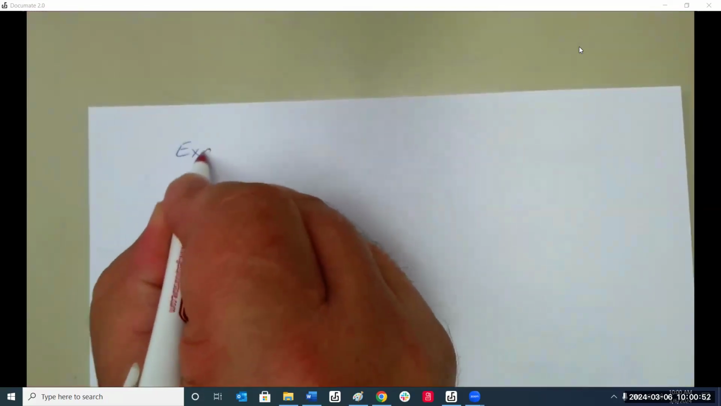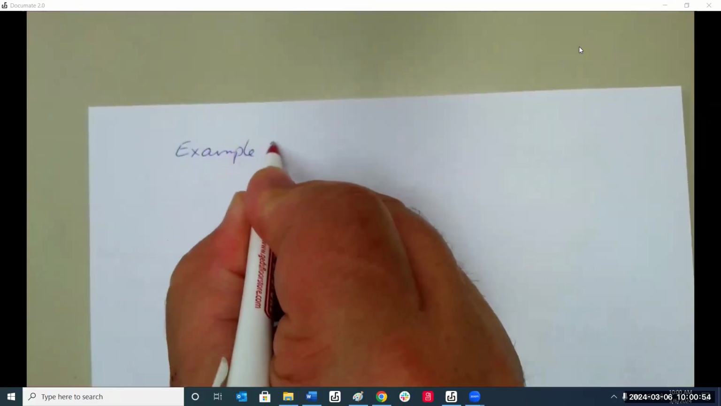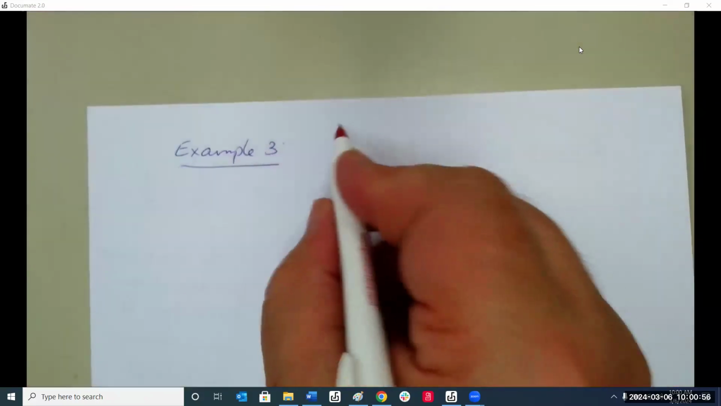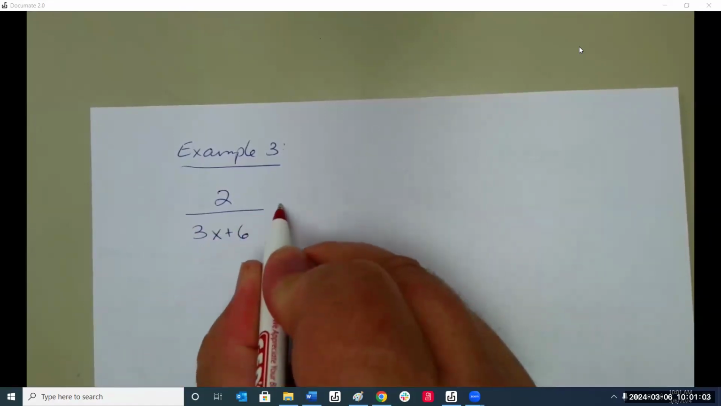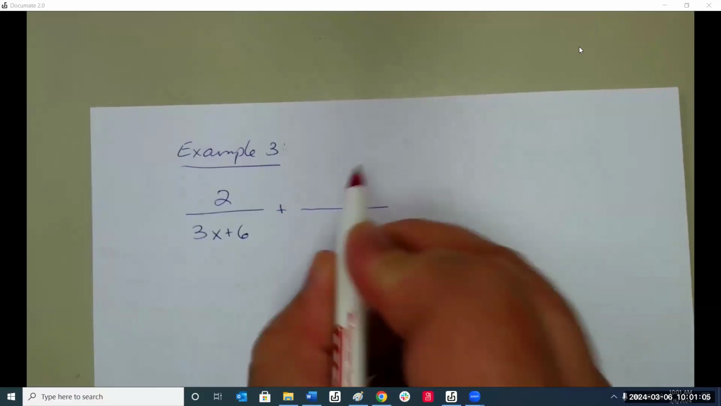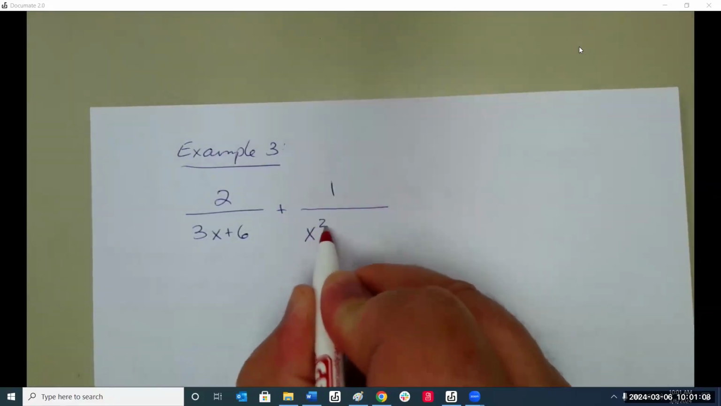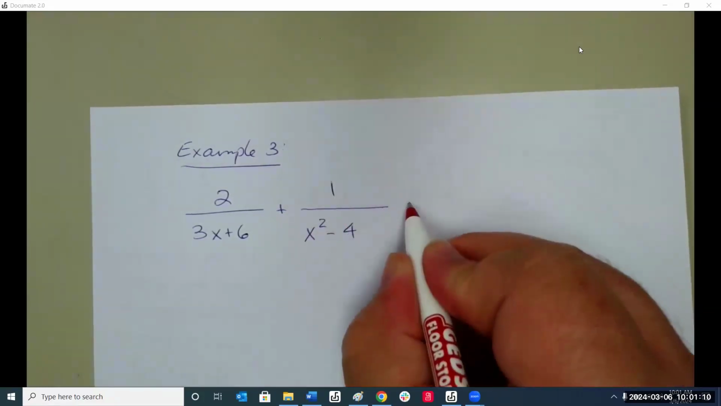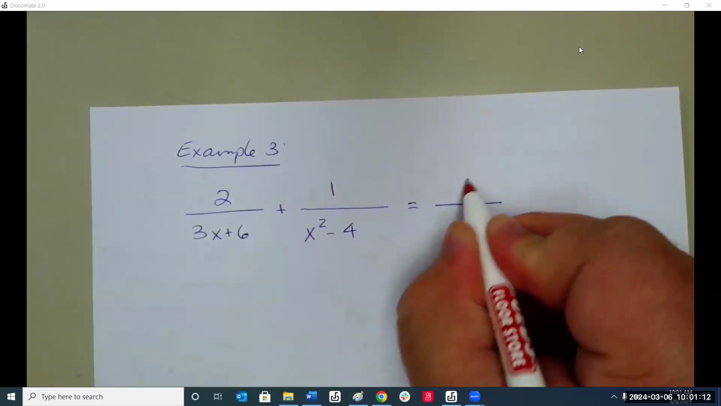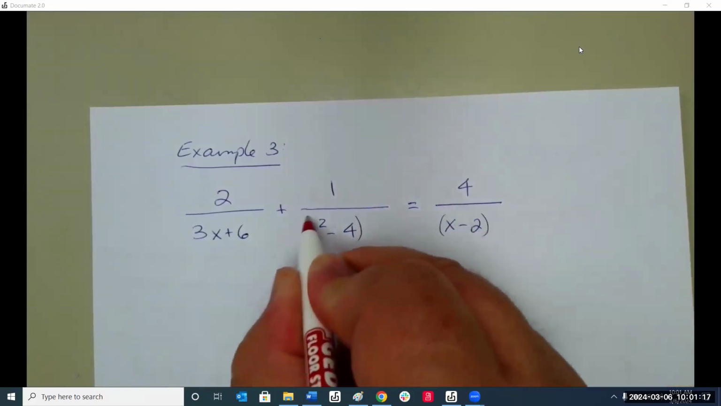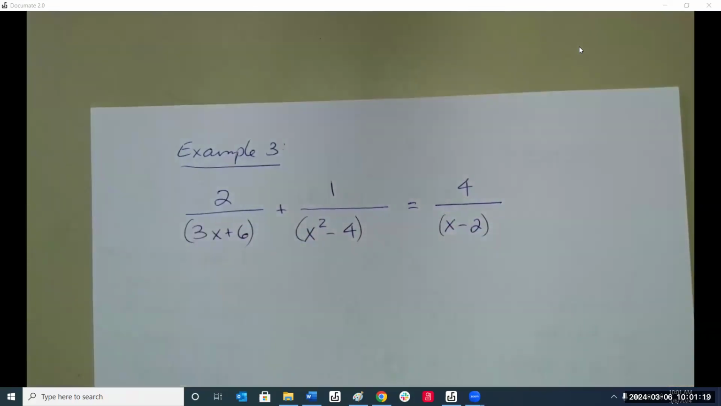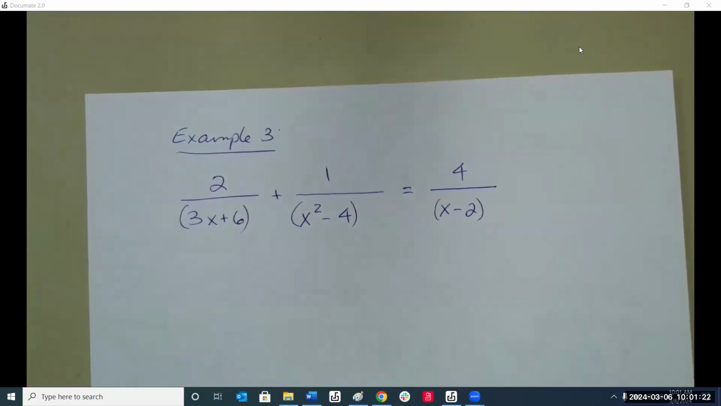Example 3. If we had 2 over 3x plus 6 plus 1 over x squared minus 4 equals 4 over x minus 2. I always like to put the bottom number, if there are equations in there, in parentheses, because you know those have to stay together.